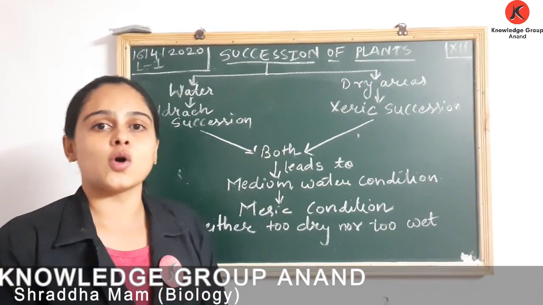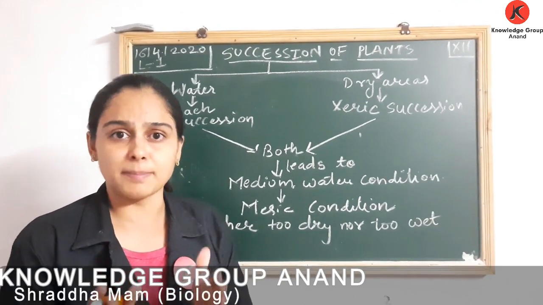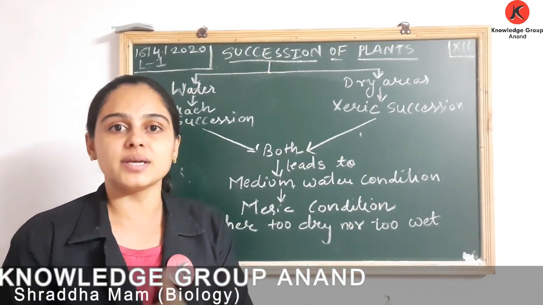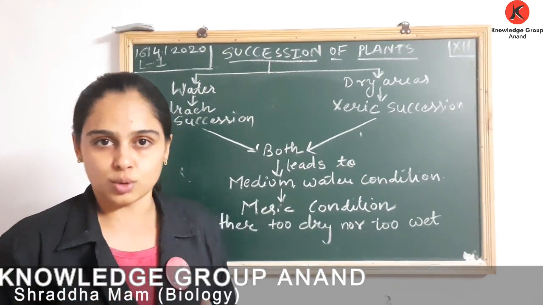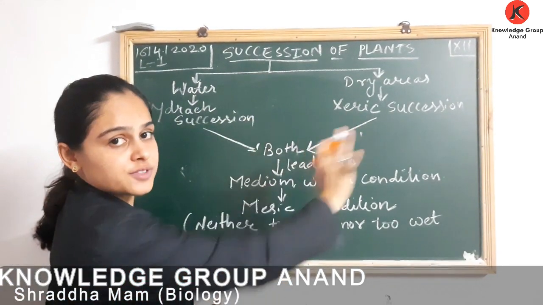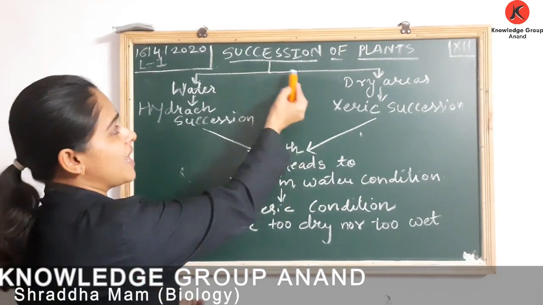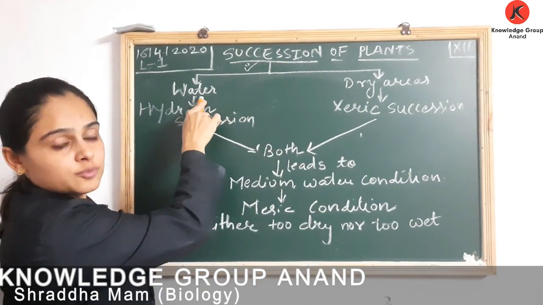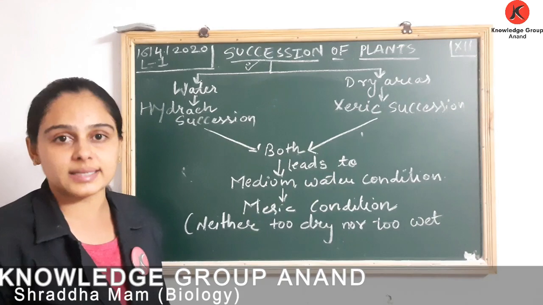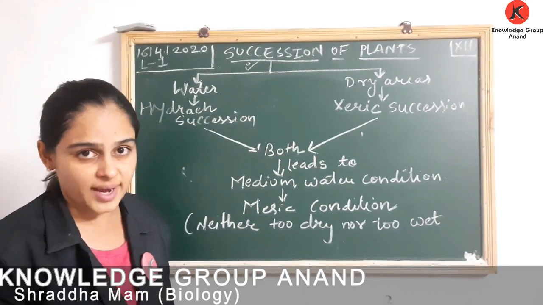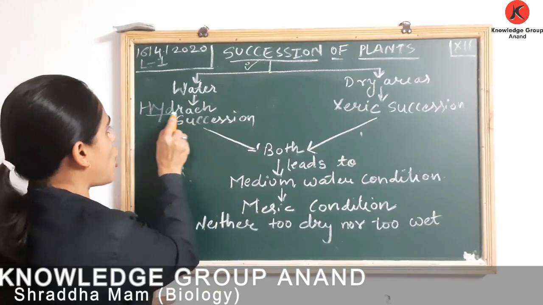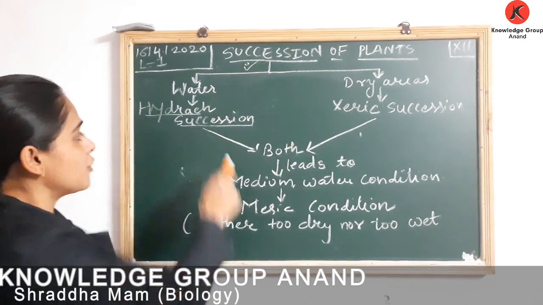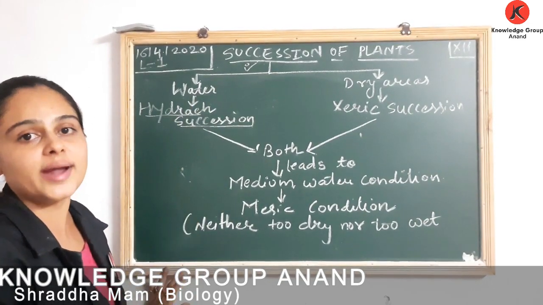If you are focusing on succession, then this succession may begin from a water area, wet area, or it may begin from a dry area. So here we have two types of succession on the basis of the place from where it starts. If succession starts from water, in the sense we are talking about a wet area where the proportion of water is more, such type of succession is called hydrarch succession. So what is hydrarch succession? It starts from water, or you can say a wet condition.